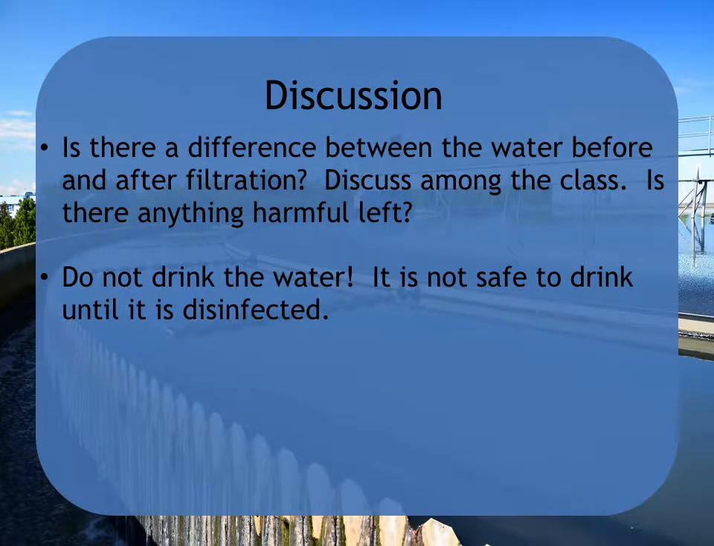Time to discuss. What differences do you see? Is anything harmful left in the water? Please note, do not drink the water. It is not safe because we have not disinfected it.